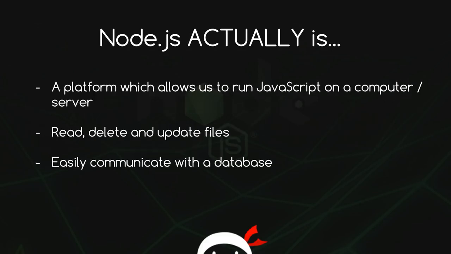So, to break it down, Node.js actually is a platform which allows us to run JavaScript on a computer or a server. And that, my friends, is immensely cool. Because if we want to create a full web application ourselves, we no longer have to learn additional programming languages to run on the server like PHP or Ruby. We can just do it all in JavaScript via Node.js. So that means that Node.js gives us the ability to read, delete, update files, easily communicate with the database, plus all the other things you would expect of a server-side language. And we're going to take a look at those in this tutorial.